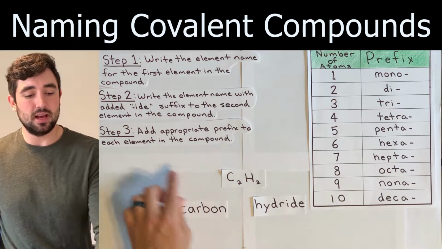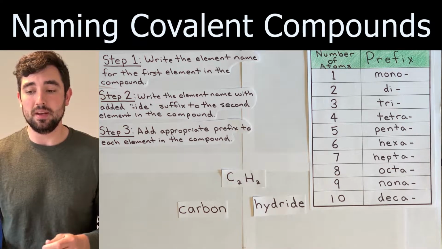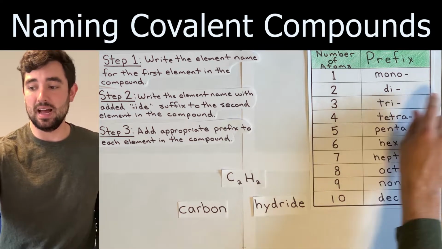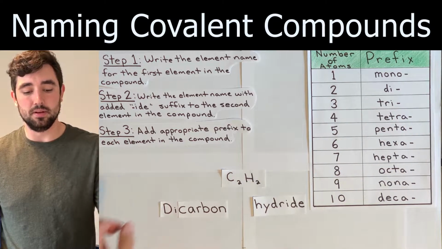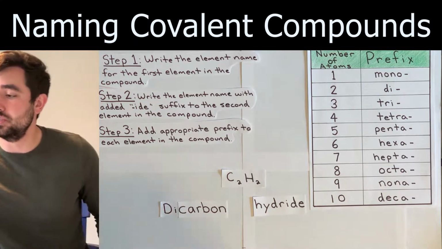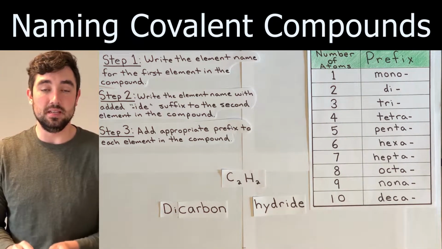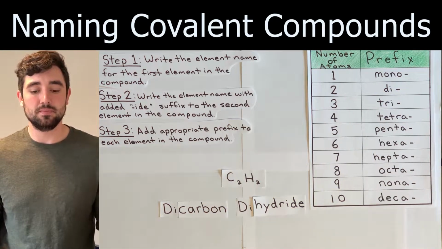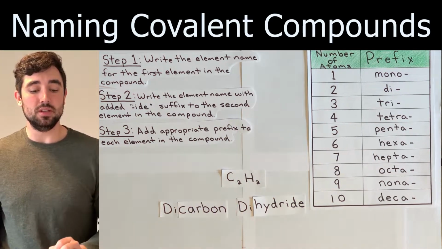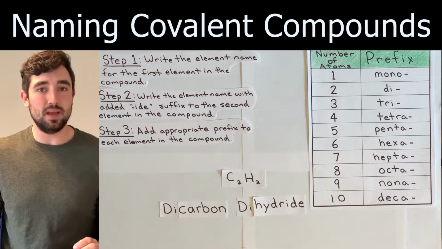So when I look at this, I'm going to do step 3. I'm going to add the appropriate prefixes. There are 2 carbons, so I'm going to need the prefix di to indicate that there are 2. So I have dicarbon. And then there are 2 hydrogens, or 2 hydrides. So I'm going to need the prefix di again to indicate that there are 2 hydrides. Now, the name of this molecule is dicarbon dihydride. And we use 3 steps to make it happen.